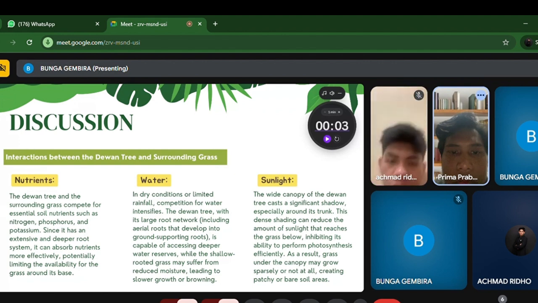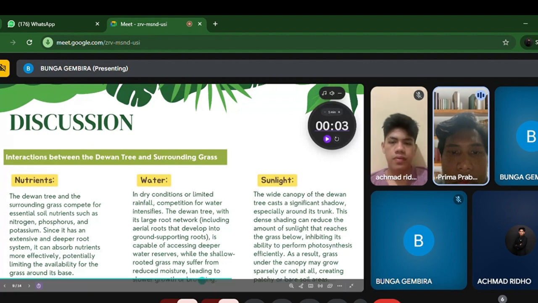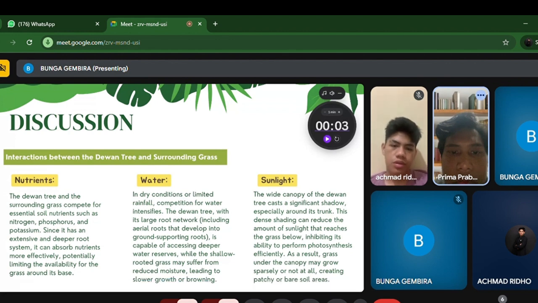And the last is sunlight. The wide canopy of the Dewan tree casts a significant shadow, especially around its strongest distance, which can reduce the amount of sunlight that reaches the grass below, limiting its ability to perform photosynthesis efficiently. As a result, grass under the canopy might grow sparse or not at all, creating bare soil. Next slide.